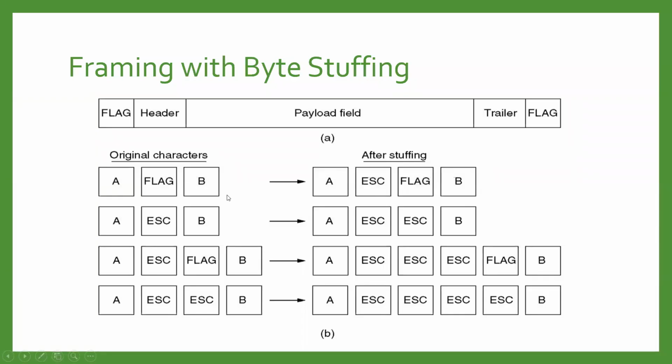So one way to solve this problem is to have the sender's data link layer insert a special escape byte just before each accidental flag byte in the data. If we have a flag byte in the original characters, then we can just stuff an ESC byte into the transmitted frame. Now, the data link layer at the receiving end removes the escape byte before the data are given to the network layer.